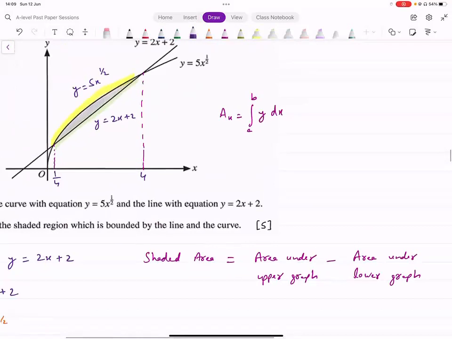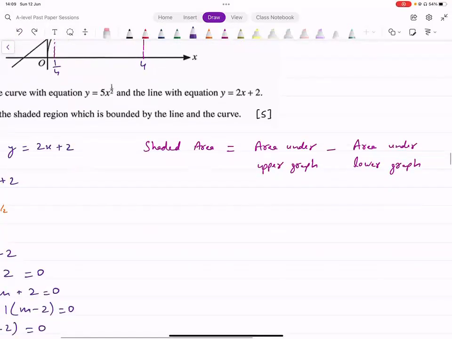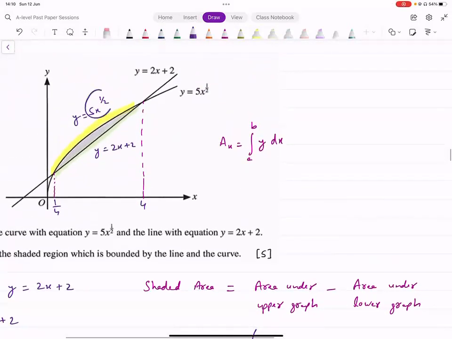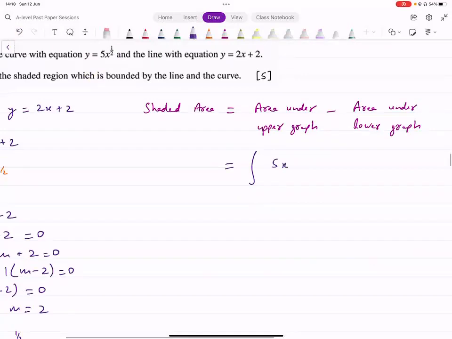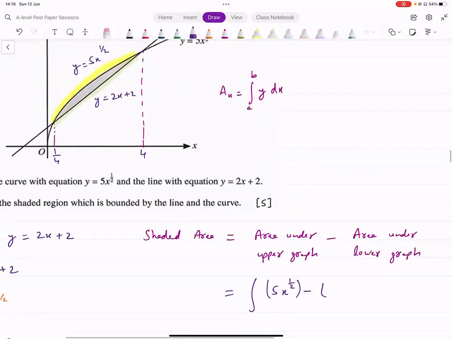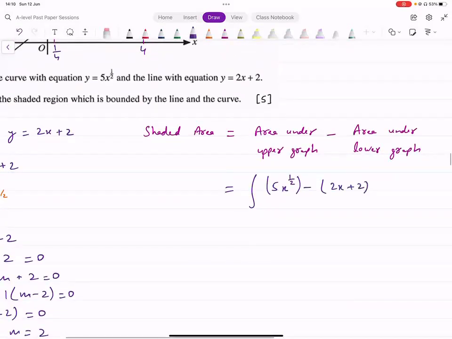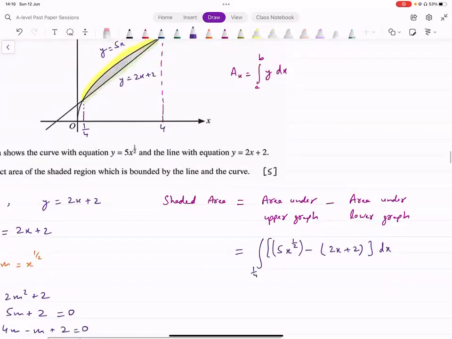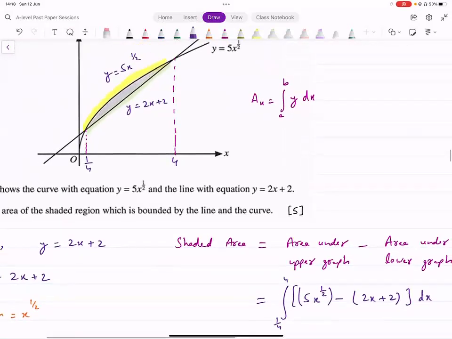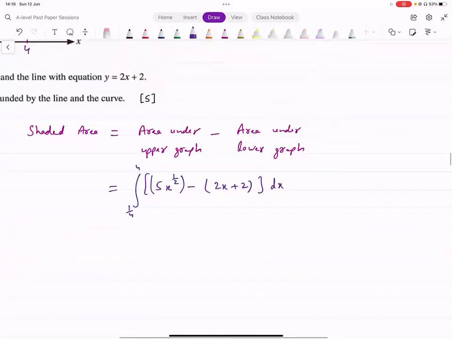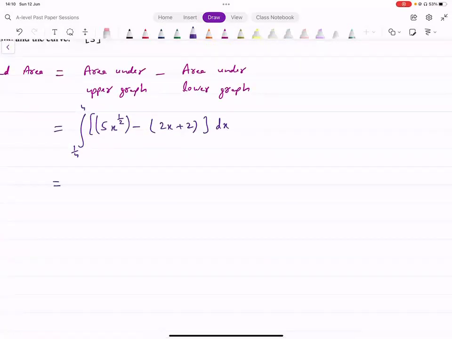Now, since the limits are the same here for both of them, we can actually just combine them. We can do the subtraction first and then integrate. So I'm going to do it that way. So the upper graph is 5x raised to power 1/2. Subtract from that 2x plus 2. That's the lower graph. And then just integrate both of them together with respect to x with limits 1/4 to 4. We can do that separately if you want. We can also do it together like this. That's your choice. But I'm going to do it this way. Let's see what we get from this.